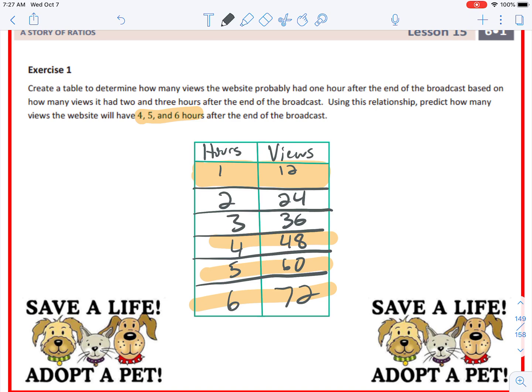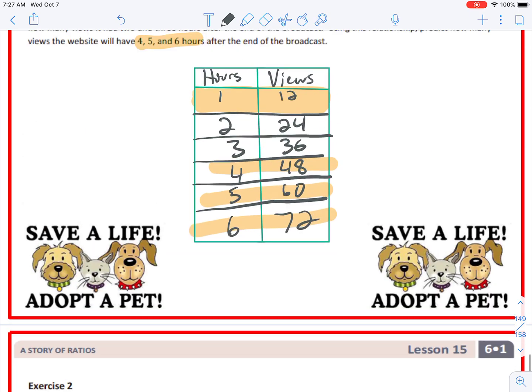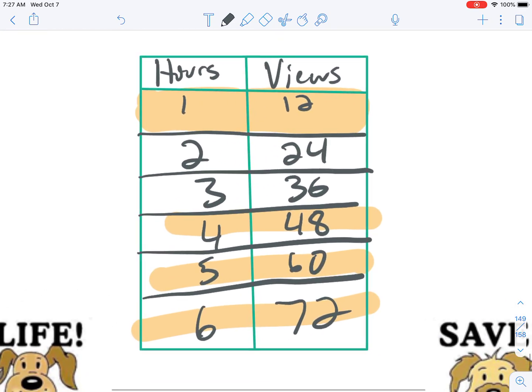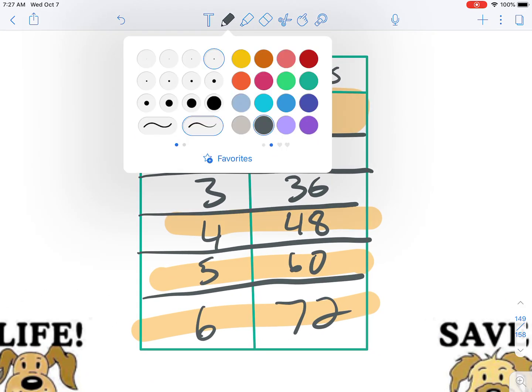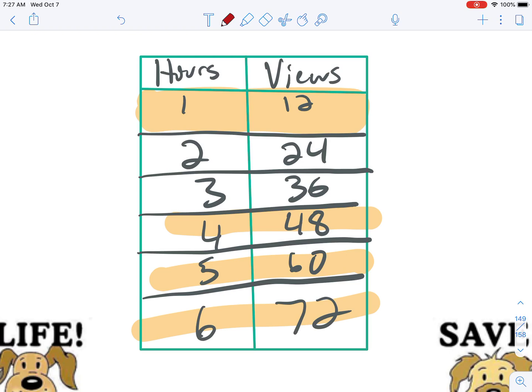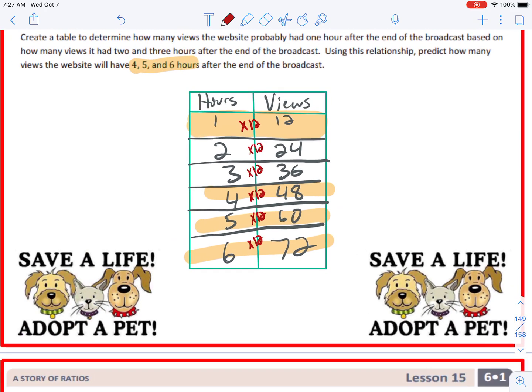Okay? Good. So looking at this table real quick, what is the relationship between hours and views? What do you have to do to the number of hours to get the number of views? We have to multiply by 12. Okay, it doesn't matter what number is in the hours place. You have to multiply the number in the hours column by 12 to get the number of views, okay?